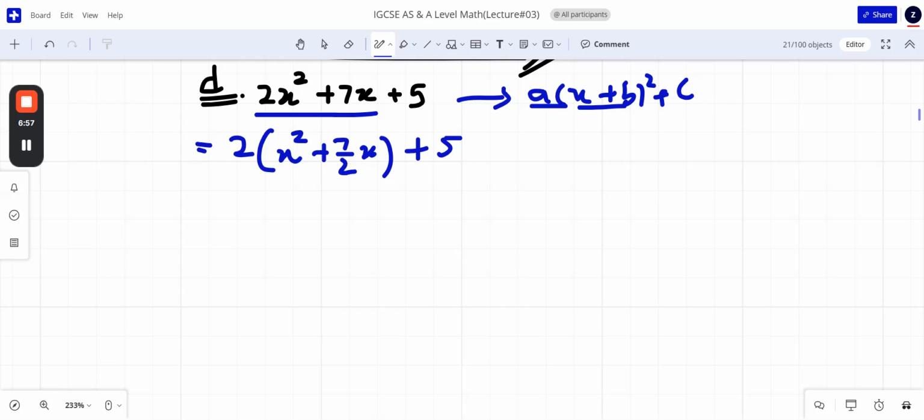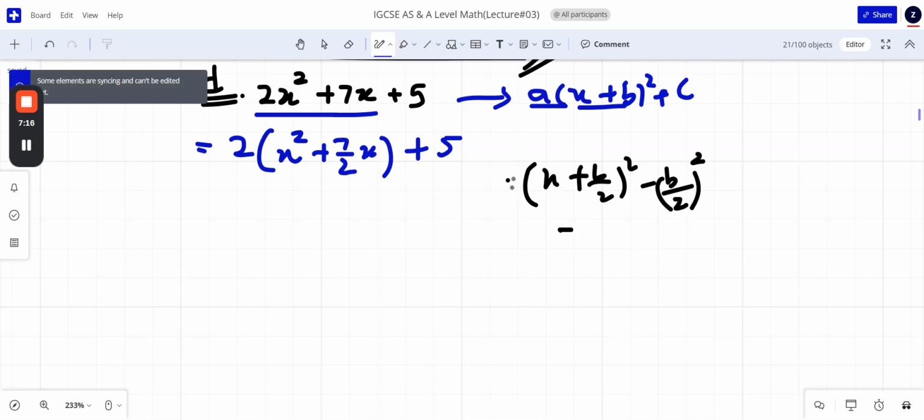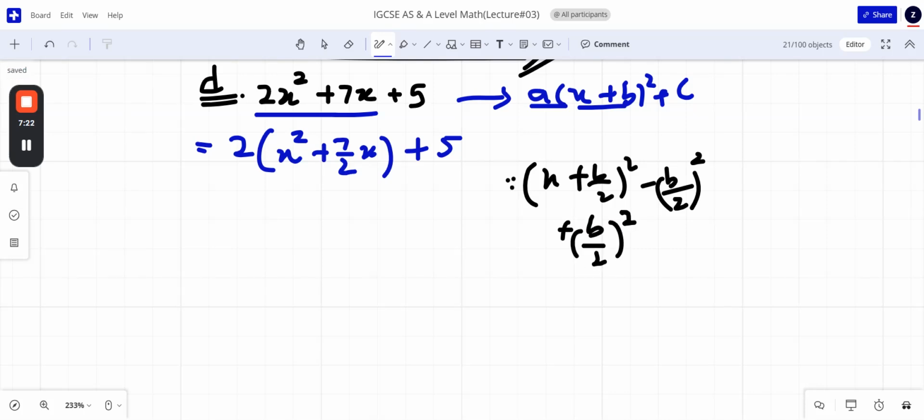Now at the second step, we need to make a completing square in the parentheses. So here we will apply the completing square formula, which is x plus b by 2 whole square minus b by 2 whole square. And the second method we can apply, we have to add and subtract at the same time in the parentheses, b by 2 whole square minus b by 2 whole square. Both the methods are valid for simplifying the quadratic expression by using the completing square method. So let's use the formula.